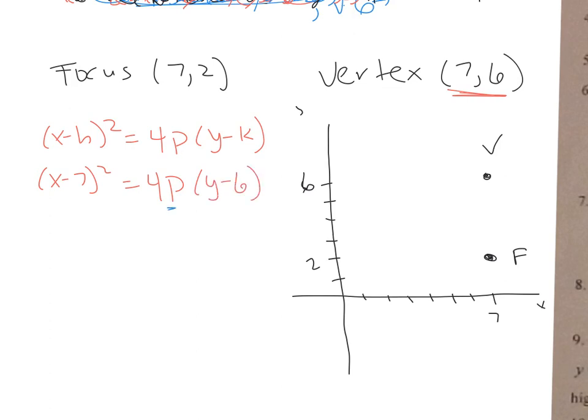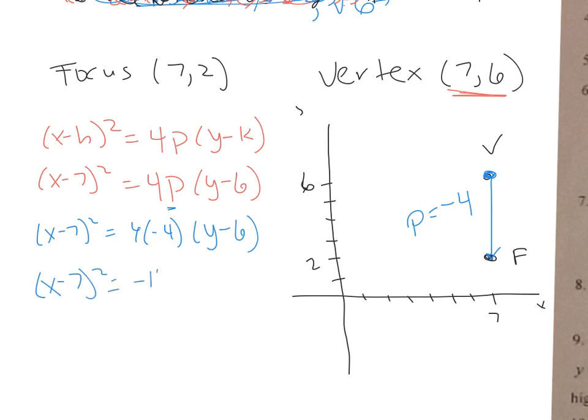Now I need the p-value. Remember, p is the distance from vertex to focus. Since I'm moving down, my p is going to be negative. It's moving down 4 units, so it's negative 4. So x minus 7 squared is equal to 4 times negative 4 times y minus 6. So x minus 7 squared is equal to negative 16 times y minus 6.